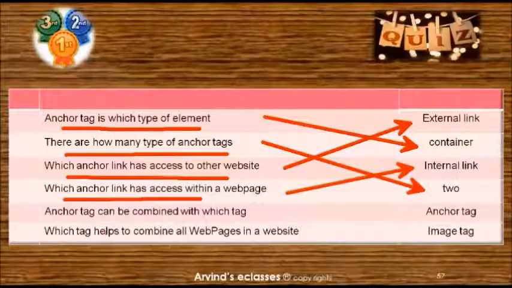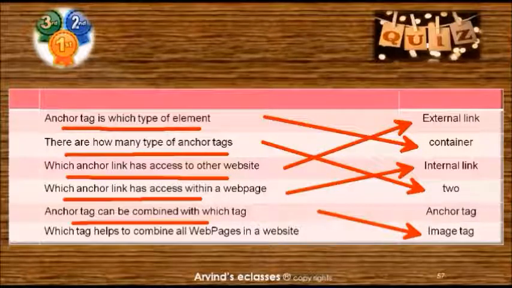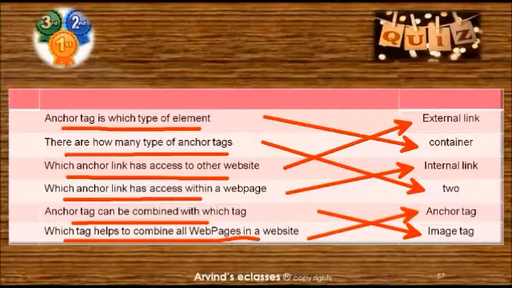It was the internal link. Come to the second last question, anchor tag can be combined with which tag? So we used an image to establish a link. So you are absolutely right. That was the image tag because it is an empty element. Last question is, which tag helps to combine all web pages in a website? You know, your website is a combination of a number of web pages, and these web pages are gathered with the help of which tag? So that is your anchor tag.